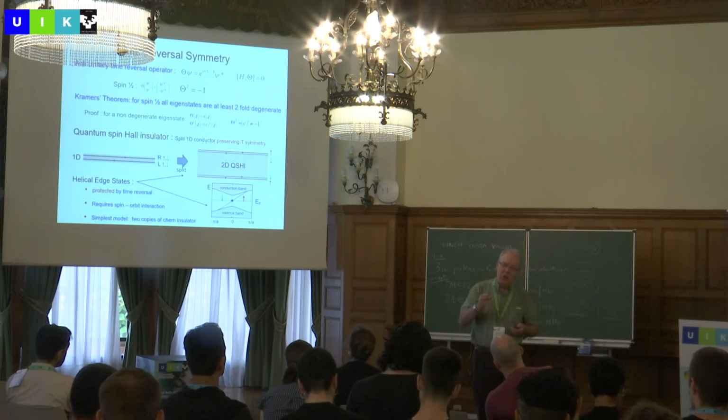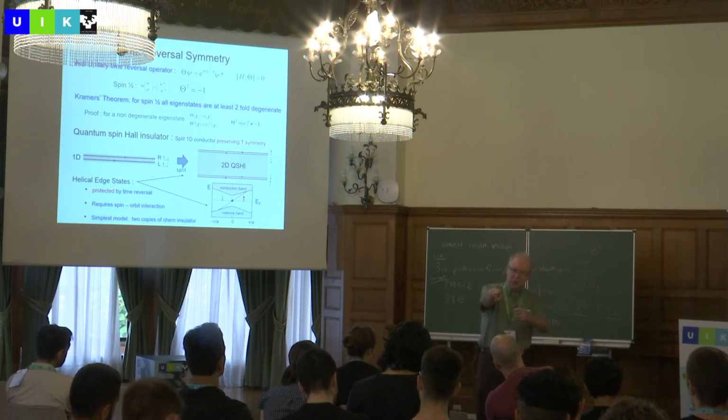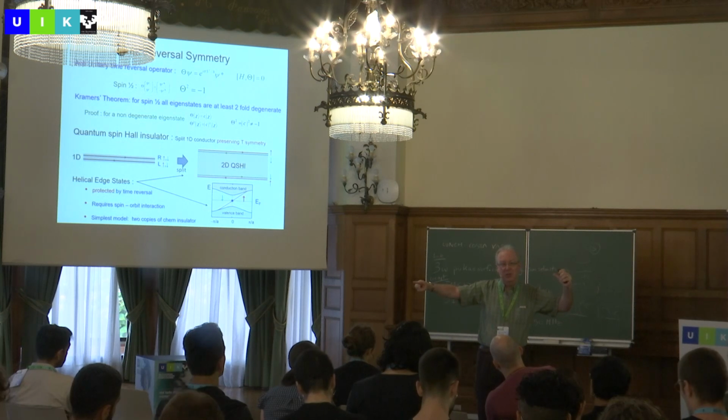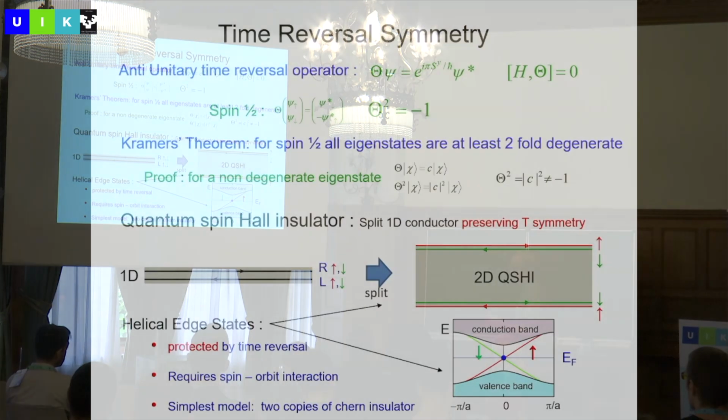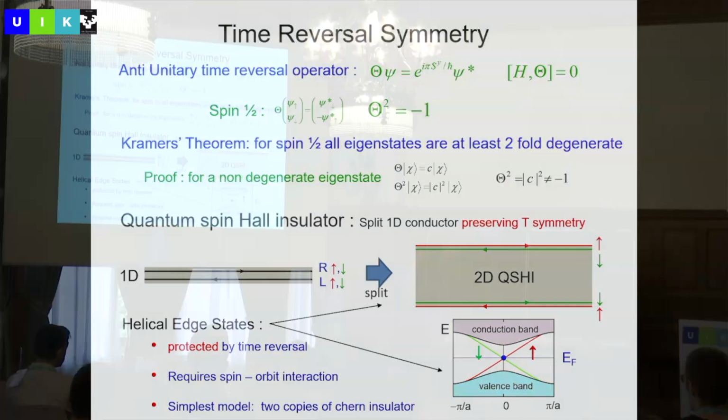Okay, and so I showed you that a Chern insulator you can think of as a one-dimensional wire which has right movers and left movers, which have to be on top of each other. But a Chern insulator is a way of separating the right movers and left movers and splitting them apart. Okay, and so I want to do the same thing. Now, of course, you can't split the right movers and left movers apart in a time reversal invariant way, right? Because the right mover by itself goes to a left mover under time reversal.